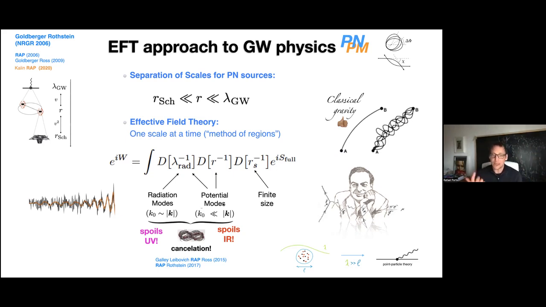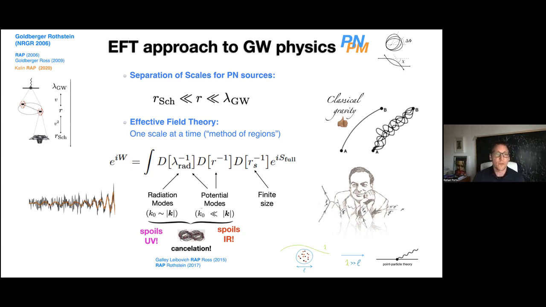However, we had to pay a price, and we spoil the infrared behavior in the potential region, and then we spoil the UV behavior in the radiation region. And for a while, this created an issue because you run into ultraviolet divergences and infrared divergences. However, if you are consistent, if you regularize these divergences, for example, using dimensional regularization consistently across both regions, then there is a cancellation of these spurious infrared and UV poles, and you get unambiguous results. And I mention all this because for a while, there was an obstacle in the traditional approaches because of all these divergences and the introduction of ambiguity parameters and so on, that the effective field theory approach naturally resolved.